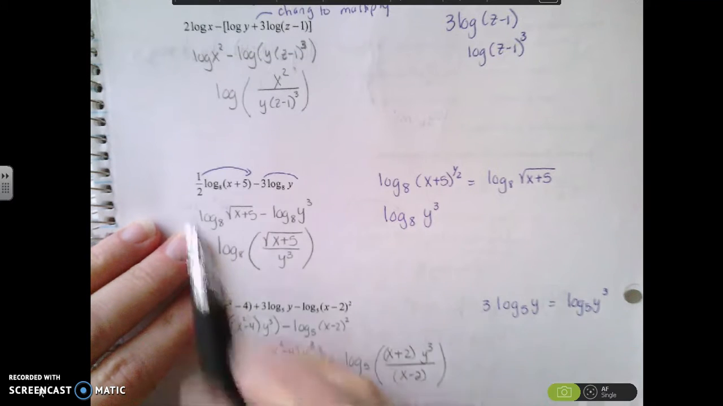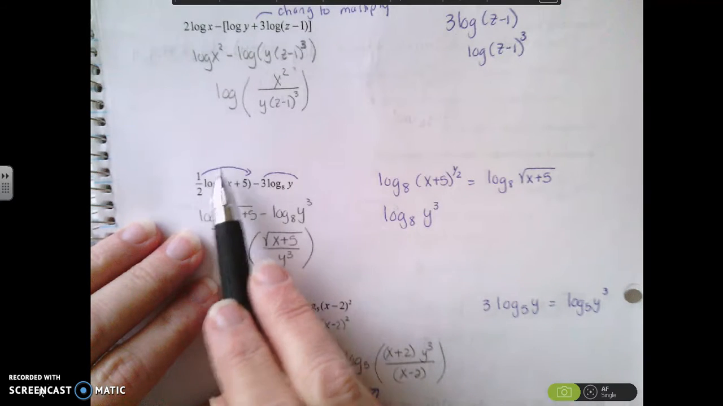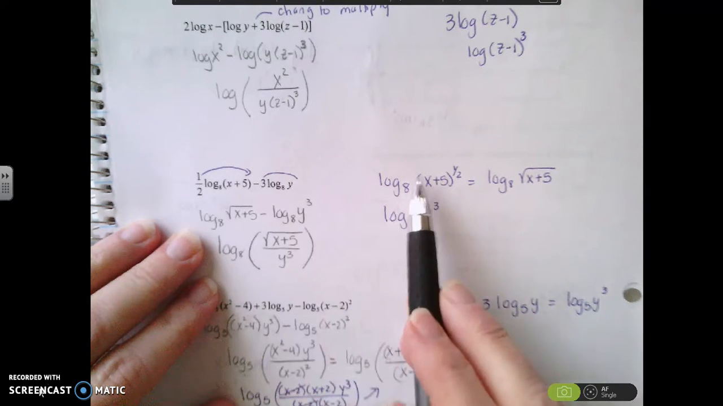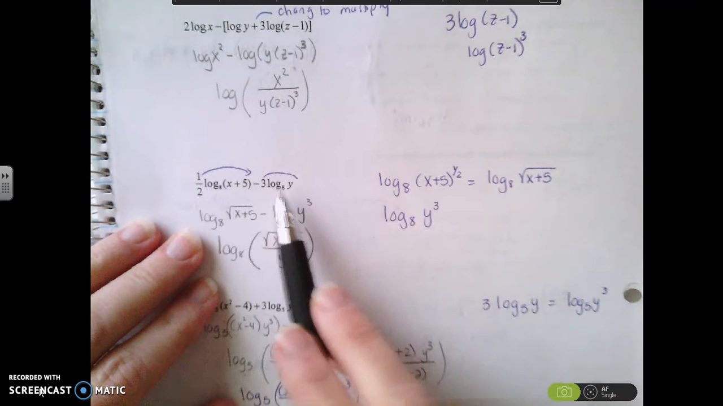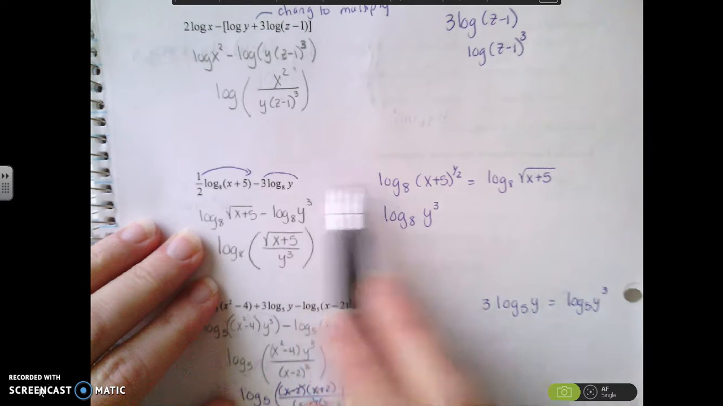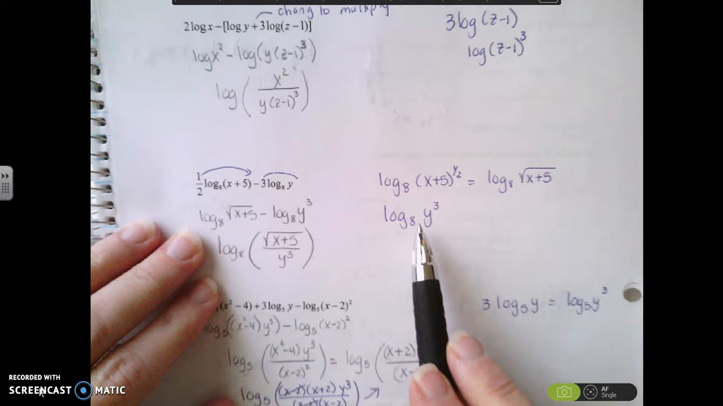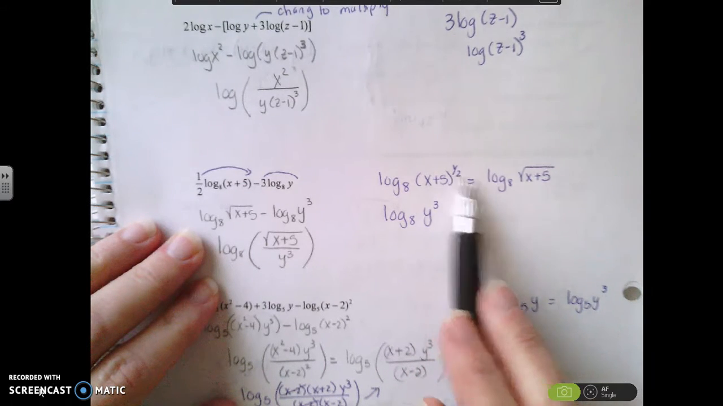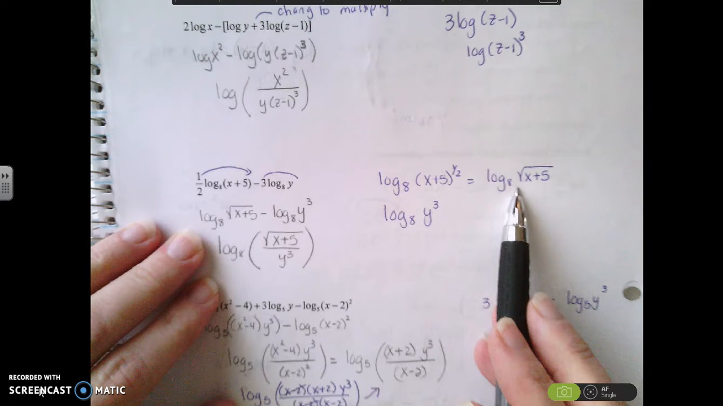So here's another example. First thing I'm probably going to do is bring that 1/2 up. So I end up with a problem like this. And then I'm going to bring that 3 up. So I end up with a problem that looks like this. Okay? Now, anything to the 1/2 power is the same thing as a square root.